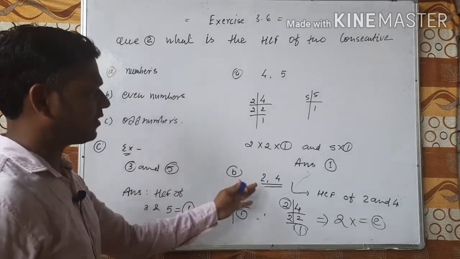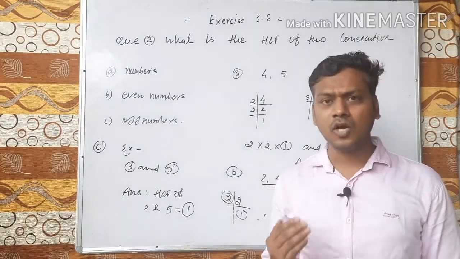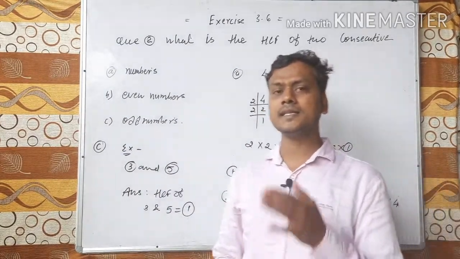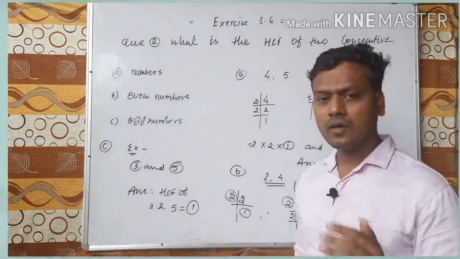ओके, अब फैक्टर्स कैलकुलेट करेंगे और देन उसमें से जो कॉमन हमको फाइंड आउट होगा, दैट इज द HCF ऑफ द टू कंसेक्यूटिव ऑड नंबर.